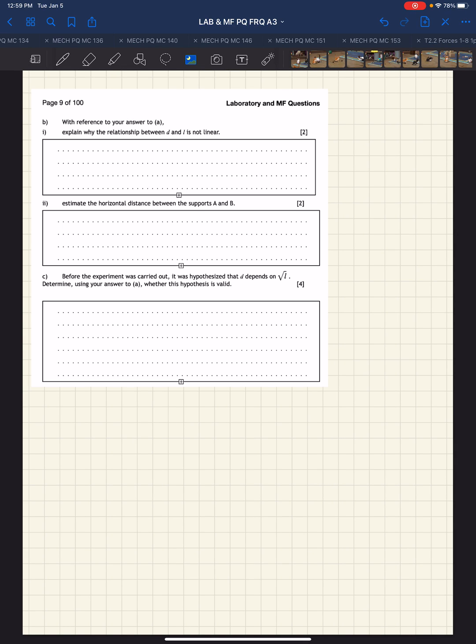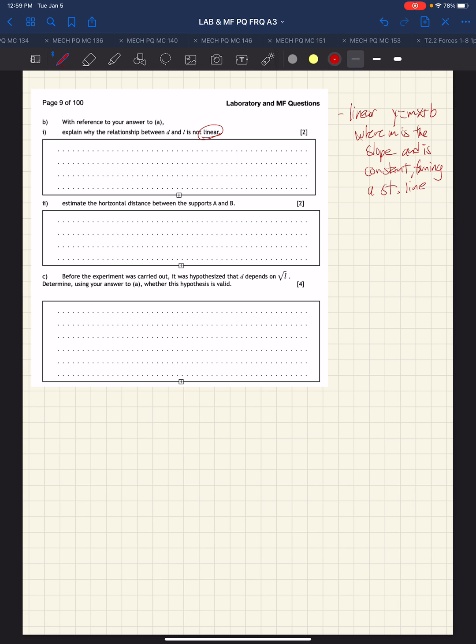So why the relationship? We're now asked to explain why D is not linear. Well, first of all, we need to start with our physics principle, which is, what does linear mean? Something that's linear means it is of the form y equals mx plus b, where m is the slope and is constant, forming a straight line.